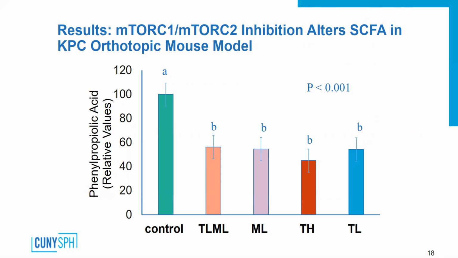Then we also looked at the short chain fatty acids, and we found that for the phenylpropiolic acid, there is significant decrease of the concentration with all treatments, with the taurine and metformin combination, with metformin, and with taurine high and low concentrations compared to the control, suggesting that all treatment altered the short chain fatty acids which interact with the microbiome.